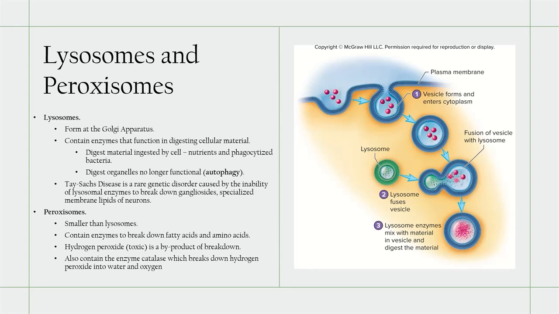There are peroxisomes. They are smaller than lysosomes, but they also contain enzymes, but they are mainly breaking down fatty acids and amino acids. They also have hydrogen peroxide in them because it's a byproduct of that reaction, so breaking those things down. So that's why they're called peroxisomes, because they have hydrogen peroxide.